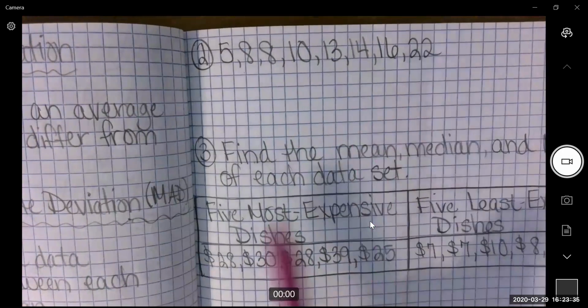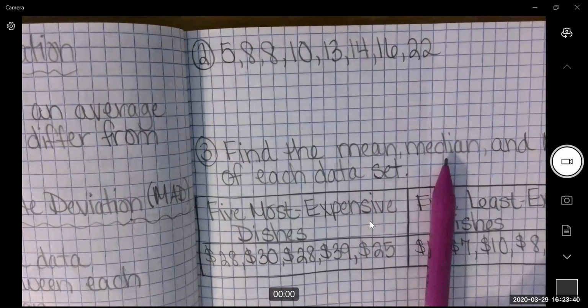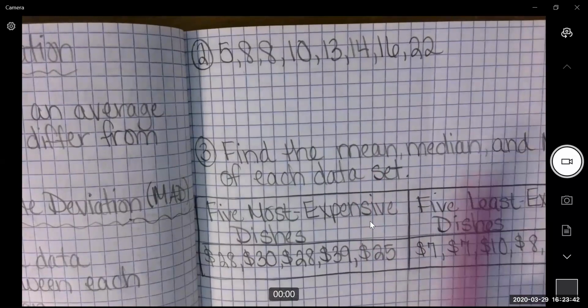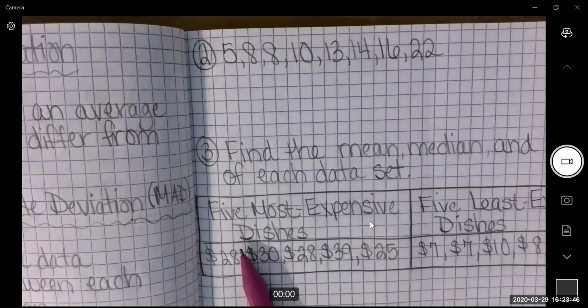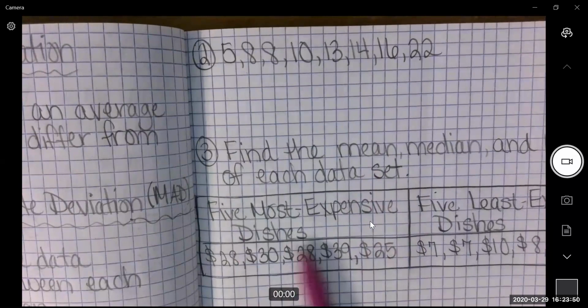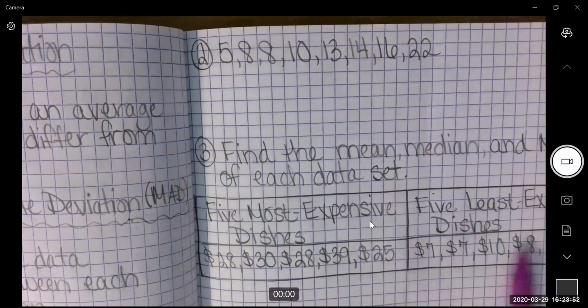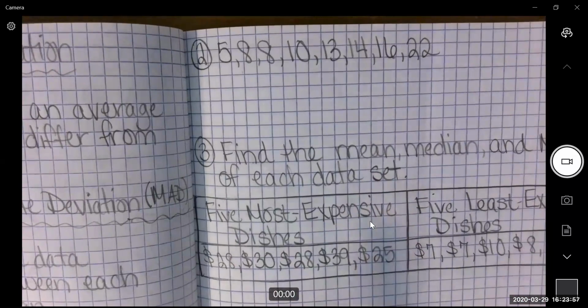Okay. For question 3, we're going to find the mean, the median, and the MAD of each data set. And what we're looking at here is a restaurant with the 5 most expensive dishes that this restaurant serves, and the 5 least expensive dishes that this restaurant serves. So we're going to find the mean, the median, and the mean absolute deviation of each set of data.